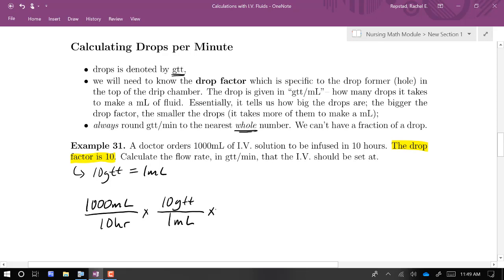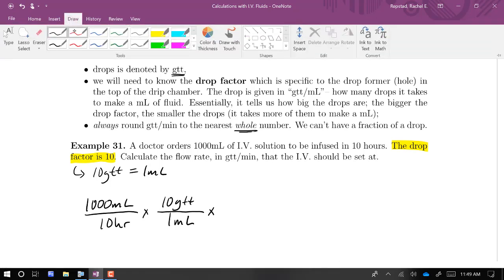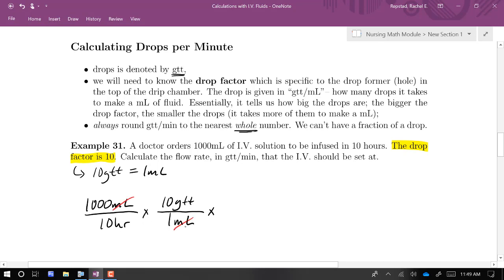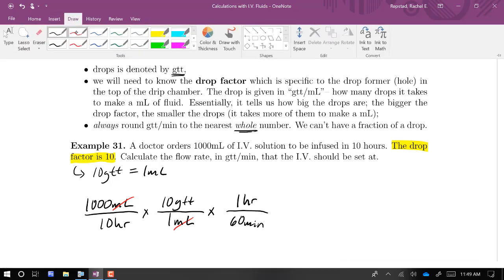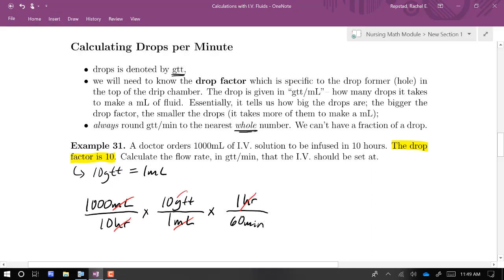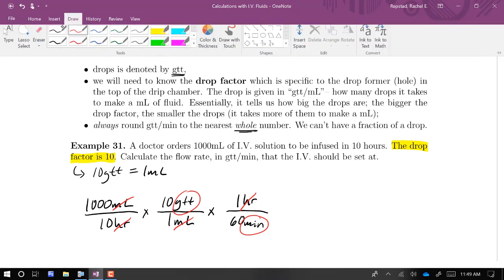Now if I stopped here, I would have drops per hour. That's not what we want, but we just have one more equivalence to use to get from hours to minutes. 1 hour is, of course, 60 minutes. We're left with drops per minute.